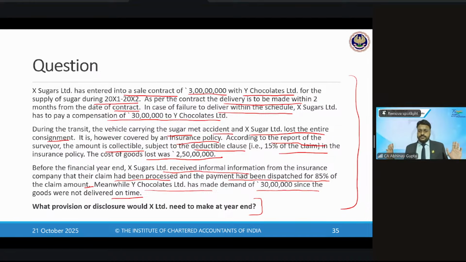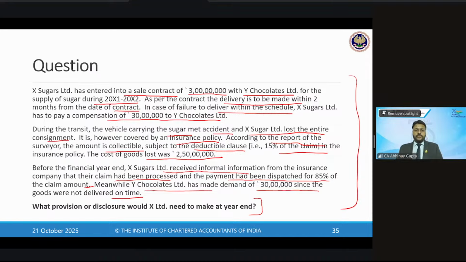Is that clear? First condition, past event has occurred. Yes. Second, present obligation because of the past event has arisen. Yes. Third, outflow of economic resources is probable. 30 lakh is payable, probable. Fourth, a reliable estimate can be made. The estimate is already given in the question, 30 lakh. So all four conditions are met. So 30 lakh provision needs to be recorded, yes or no? Yes, provision should be made, 30 lakhs. What else do we need to do?